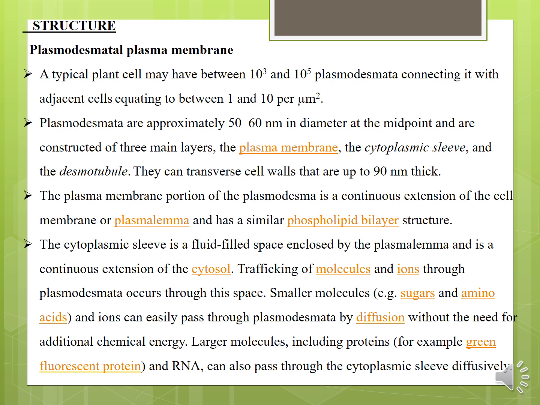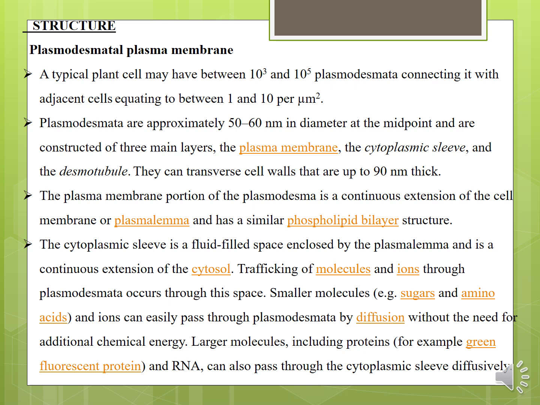Then structure. The plasmodesmata plasma membrane: its structure may be between 10 to the power 3 and 10 to the power 5 plasmodesmata, approximately 50 to 60 nm in diameter at the midpoint, and it has three layers, that is plasma membrane, cytoplasmic sleeve and desmotubule. They can traverse cell walls that are up to 90 nanometer in thickness.